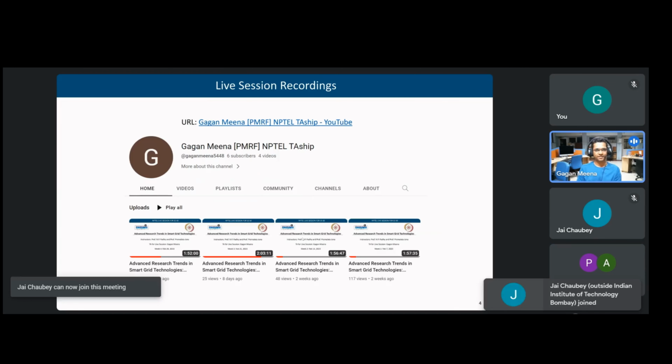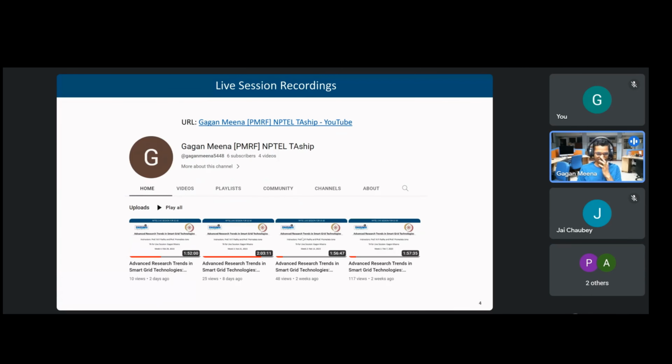So let us move to the overview of week 5. So in week 5 we discussed two main topics. One was the anti-islanding detection techniques and smart grid protection. The introduction to smart grid protection, where we discussed different protection issues because of penetration of distributed energy resources. Let us move to the first one.